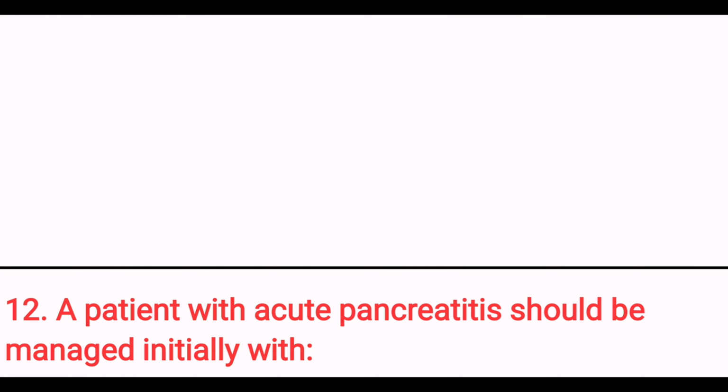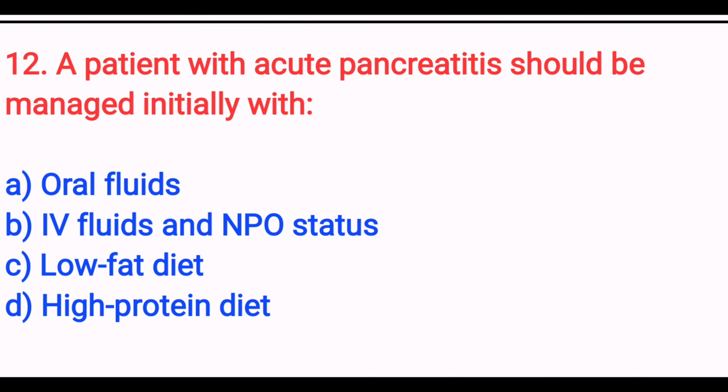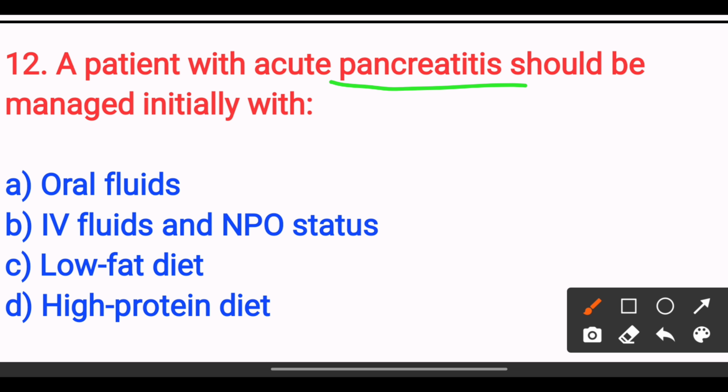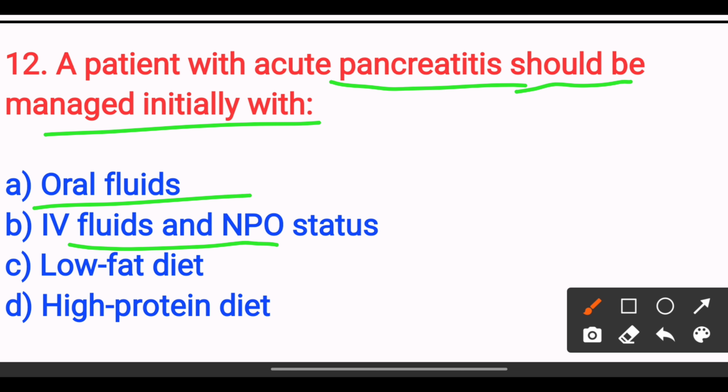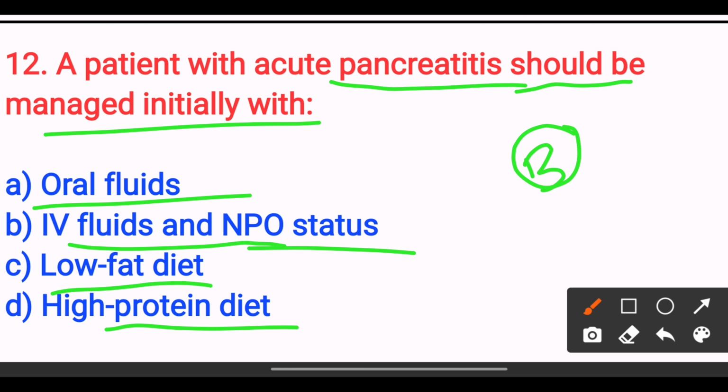Next, a patient with acute pancreatitis should be managed initially with: option A, oral fluids. Option B, IV fluids and NPO status. Option C, low fat diet. Option D, high protein diet. The answer is option B, IV fluids and NPO status.